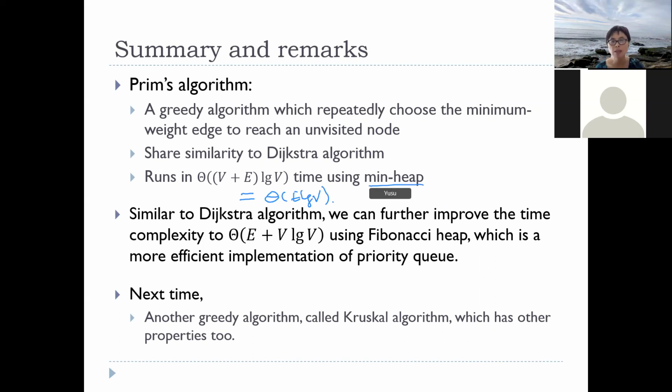But the same as the Dijkstra algorithm, you can use a fancier data structure. If we use the so-called Fibonacci heap to implement the priority queue, then we can actually improve the time from E log V to E plus V log V. Note that E doesn't have the log V factor anymore. In general, E is bigger than V, so this is better than this.